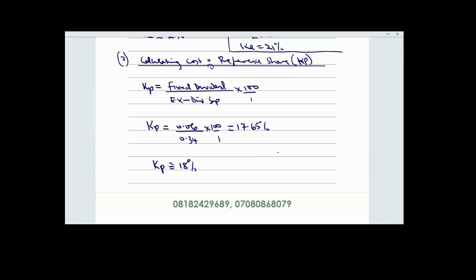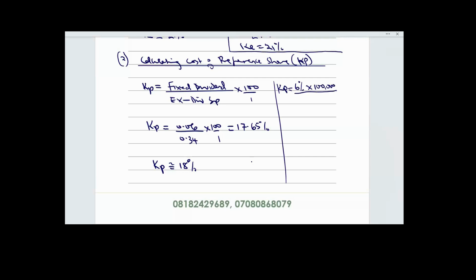All right. So again, let's say, for example, I want to use total value to calculate my cost of irredeemable preference share. Instead of using par value, I can then say KP equal to my fixed dividend, which will then be 6% multiplied by the nominal value of 100,000 naira.